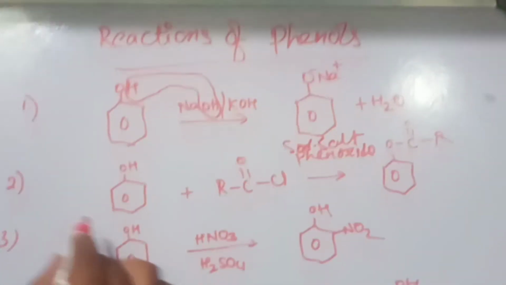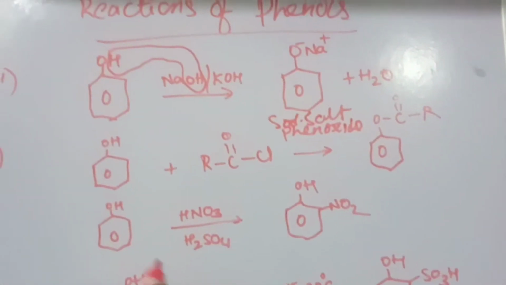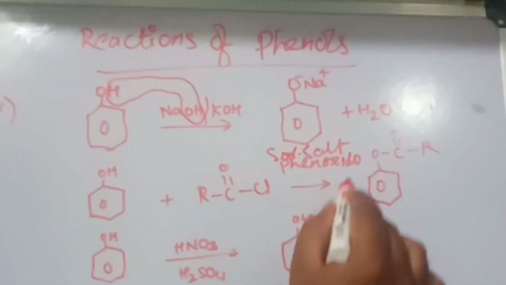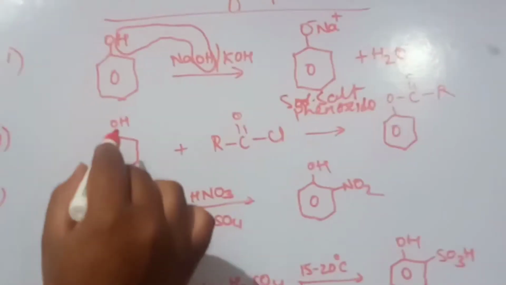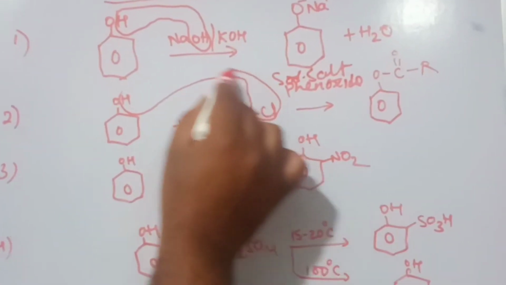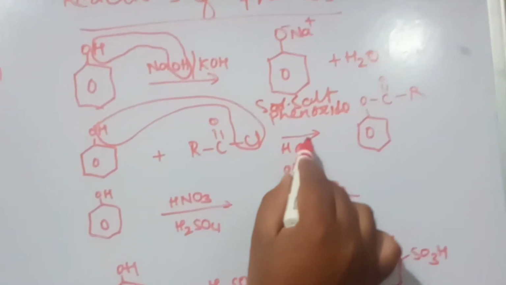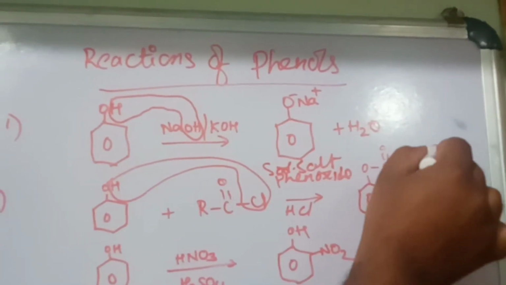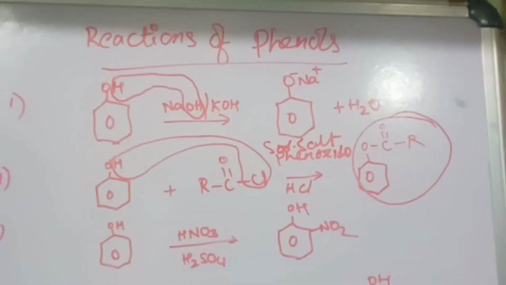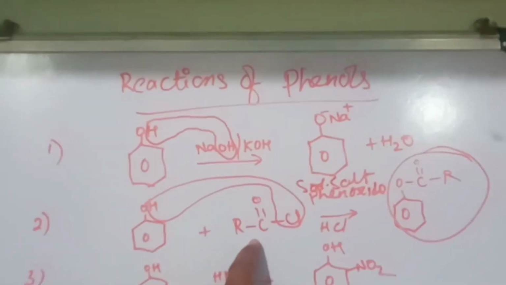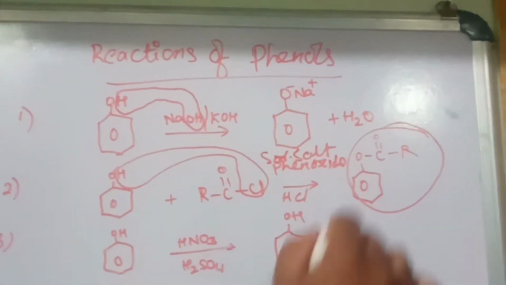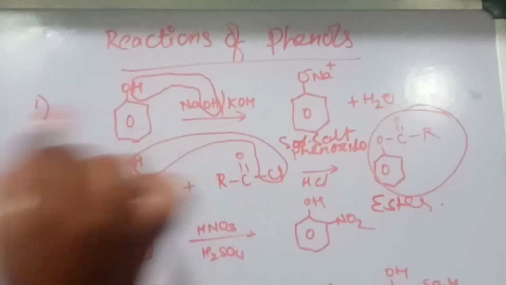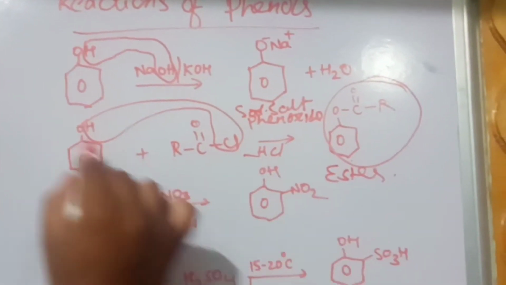Now the second type of reaction we can see here is phenol reacting with acyl chloride. It will form an ester by elimination of HCl. There is a formation of ester COOR. So when phenol reacts with acid chloride or acyl chloride, there is a formation of ester, with elimination of HCl.